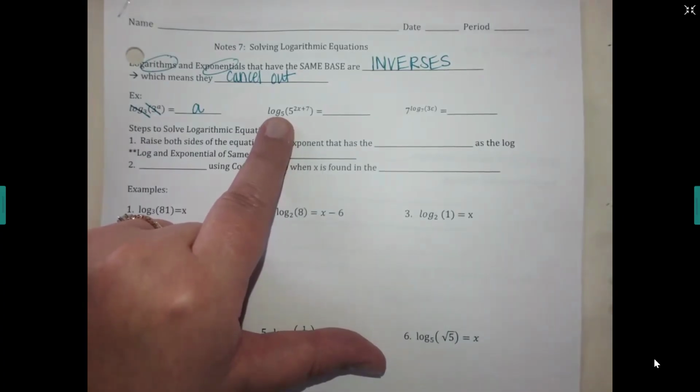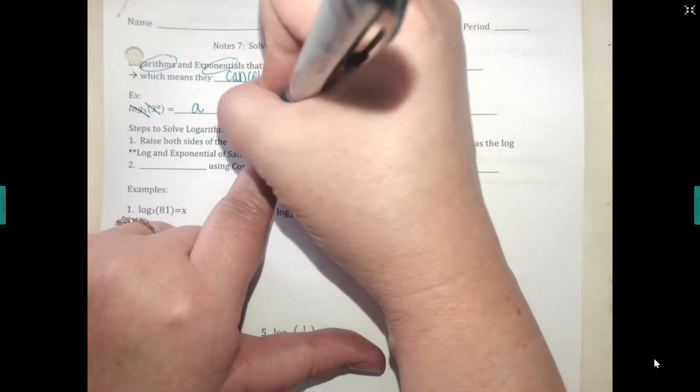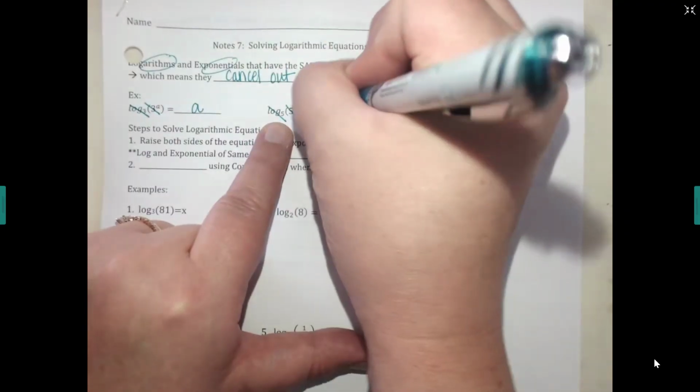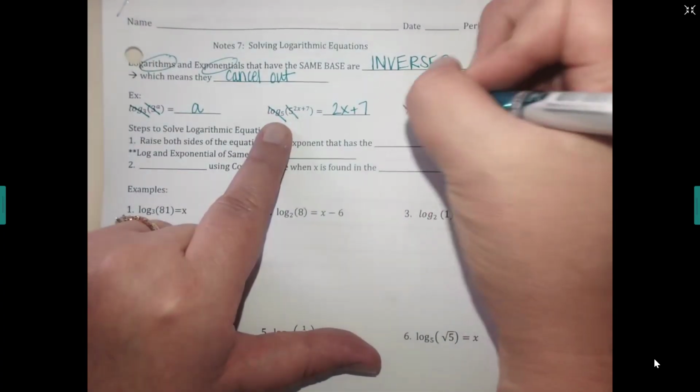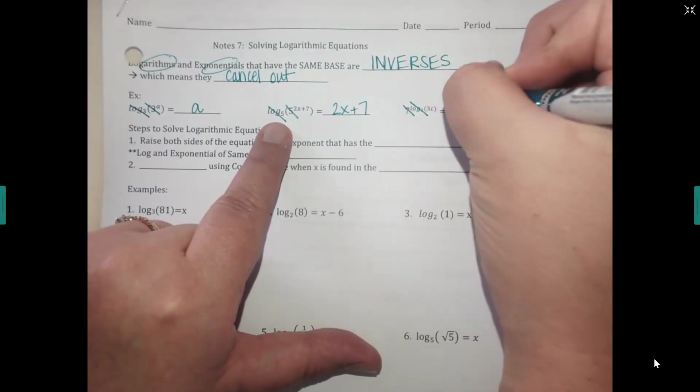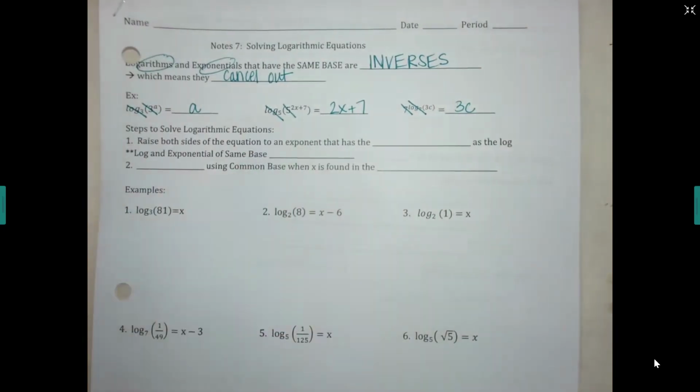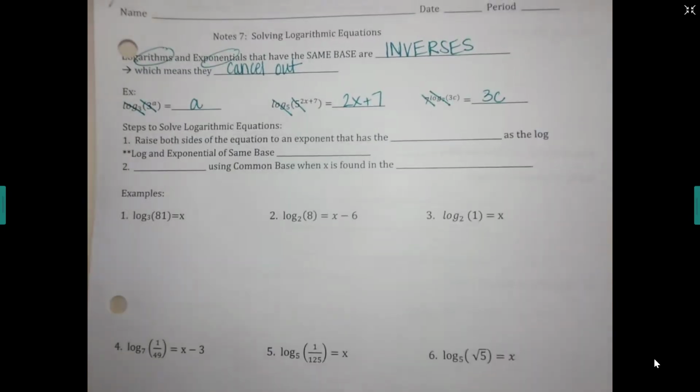So for the next one, I have a log little 5 next to a big 5, cross them out. Only the 2x plus 7 would survive. Now notice on the third one, the big 7 comes first, the log little 7 comes second, it doesn't matter, they still cross out. So big 7, log little 7 cross out, you would just keep the 3c. Yes? You wouldn't. The log little cancels out with the big.